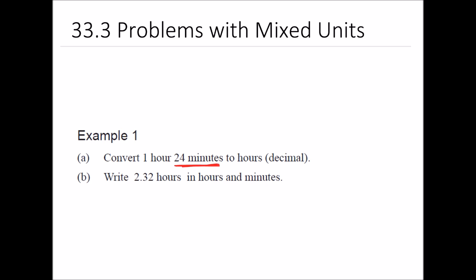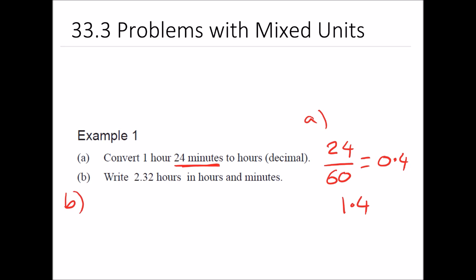Now, to convert that into a decimal, we need to get that 24 and divide by 60 because there are 60 minutes in an hour. If we do that, we get 0.4. So that's what 24 minutes is in terms of a decimal hour. So if we've got that original hour at the front, we've got 1.4 in total. Now that's part A taken care of.